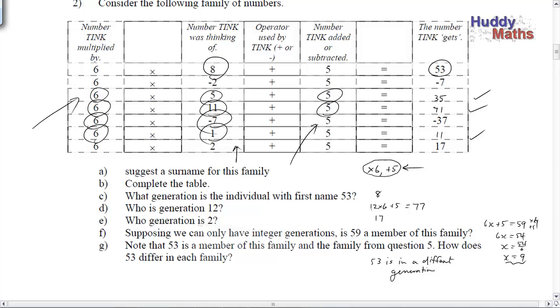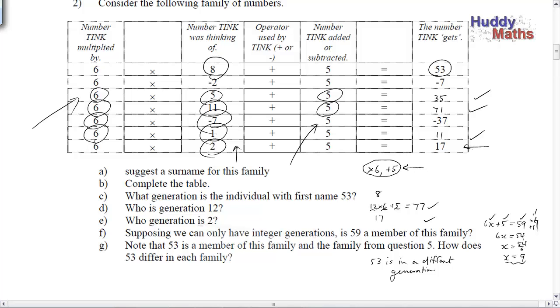Let's work it out. If 12 was a generation, you times by 6, 72 plus 5 is 77. Who is generation 2? There you are. Generation 2 was 17. Okay. Supposing we can only have integer generations, is 59 a member? So in other words, the number Tink thought of, times it by 6, add 5, and you've got to get 59. So here I put it over on the side. The Tink number was times by 6 and 5 was added.